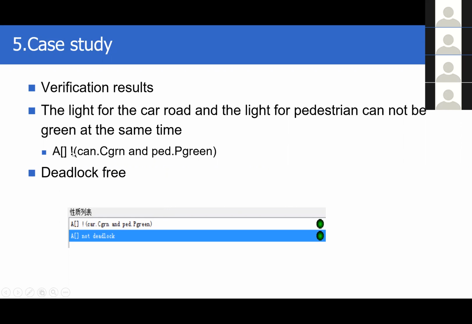This property was written in CTL formulas: AG not (car road green and pedestrian green), which means that the 2 variables can't be green at the same time. The second property is that there is no deadlock. So we can check that the 2 properties are both satisfied.